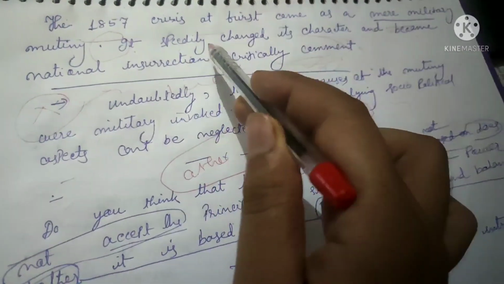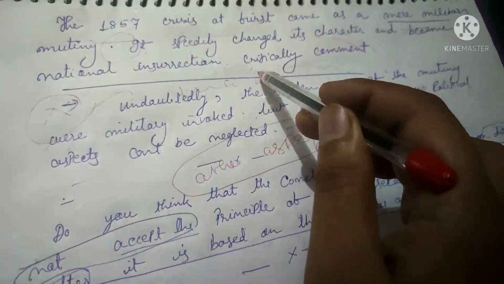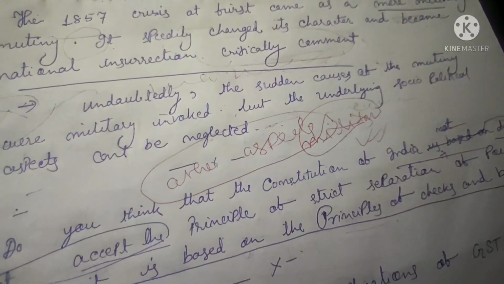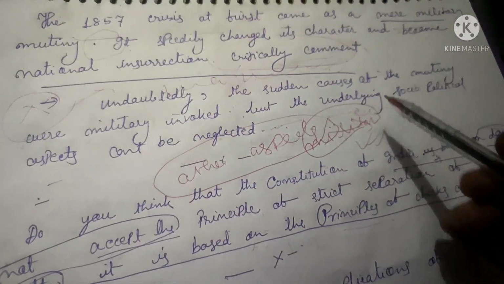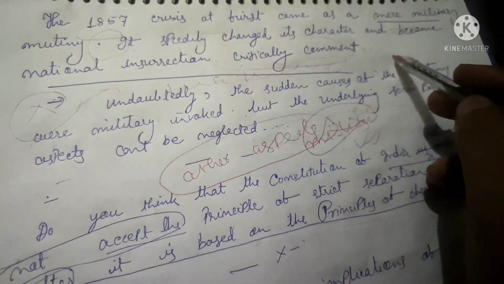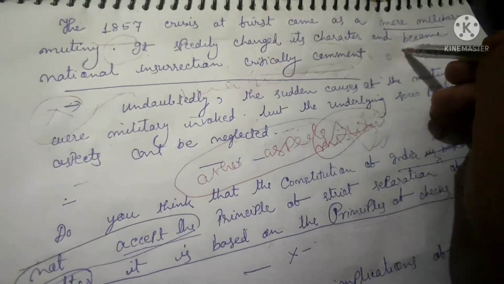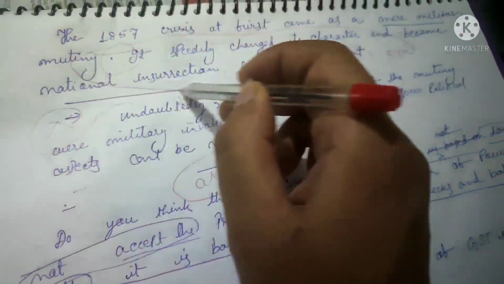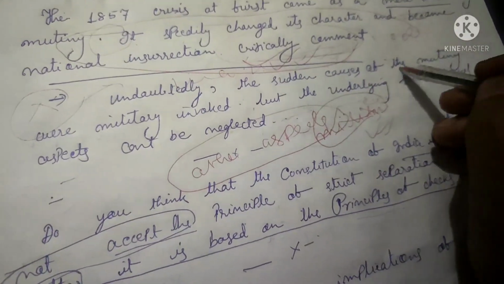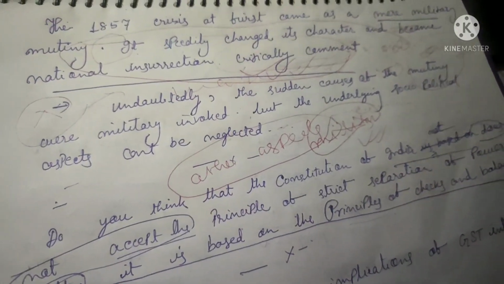It says that it speedily changed its character and became a national insurrection. Critically comment. Though I have already told you that constructive criticism does not mean that you will totally criticize the answer, the main focus of your answer should be on the demand of the question. Your answer should revolve around this point. But as a part of multidimensional answer writing, you have to apply a kind of constructive criticism where the points are necessary, which I am telling you.